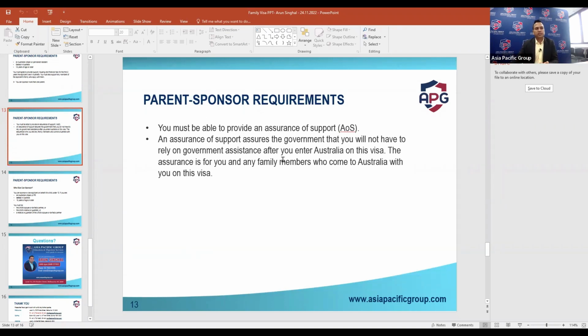Basically, it's assurance that the government will not have to pay any government assistance after they enter Australia. So if a parent, after getting the visa, starts getting any pension or any payments from the government, the payment will be taken from the bond deposited with Centrelink.